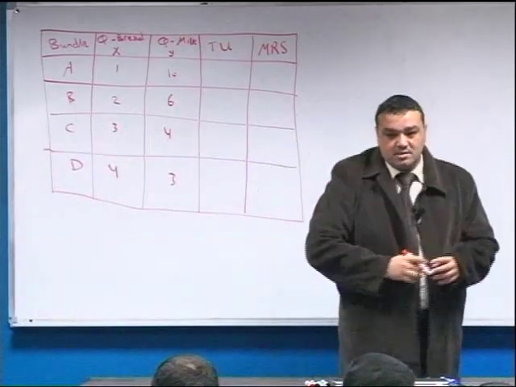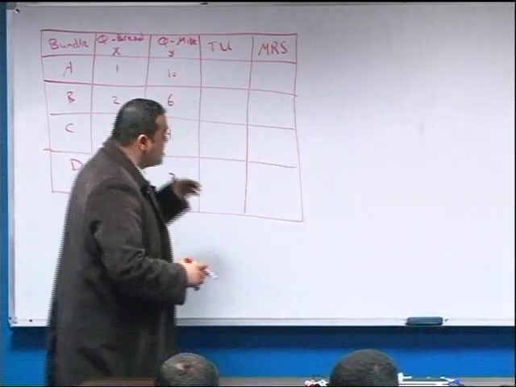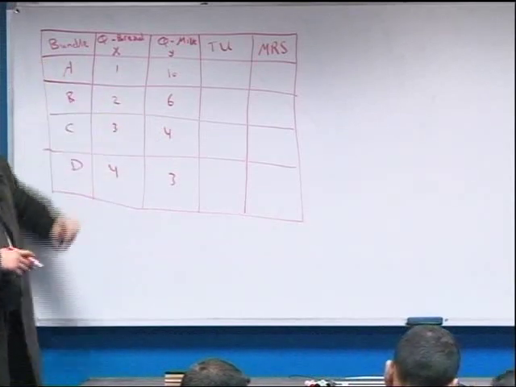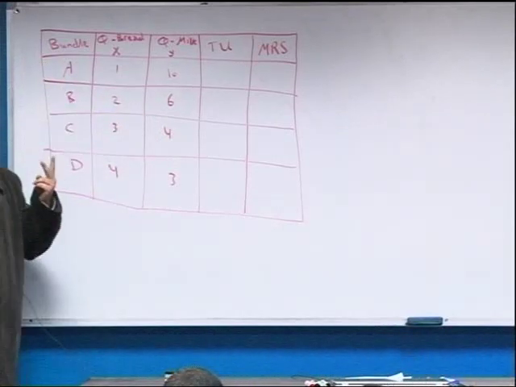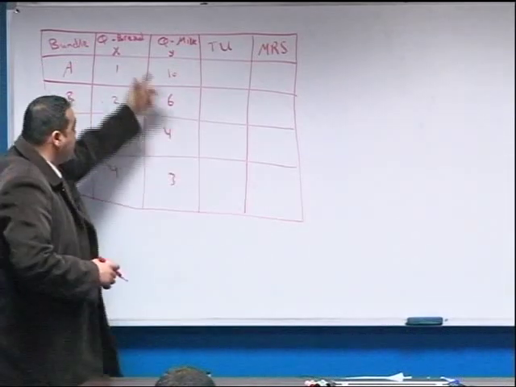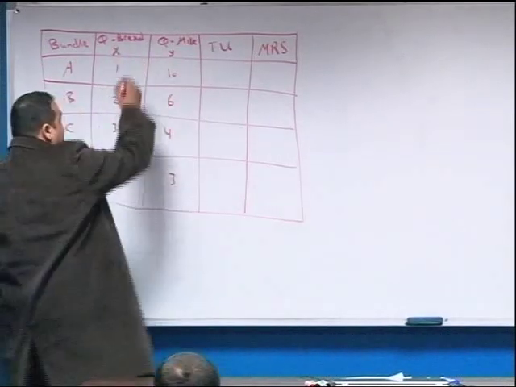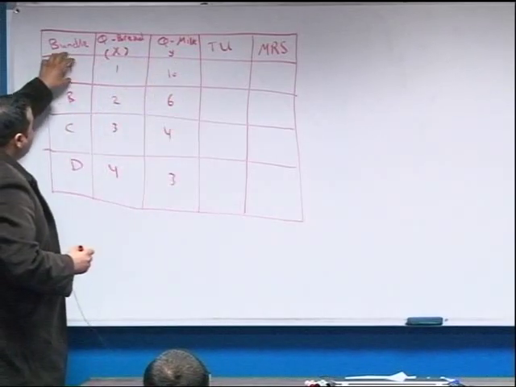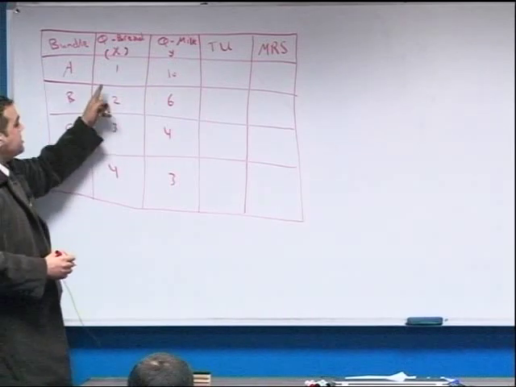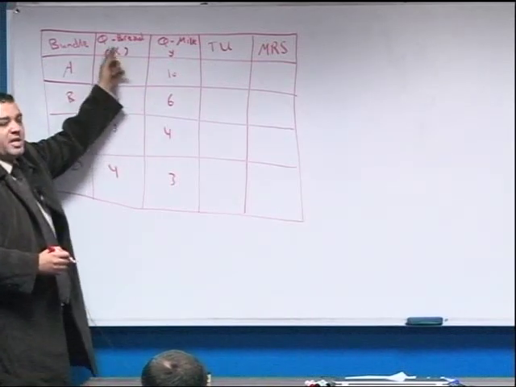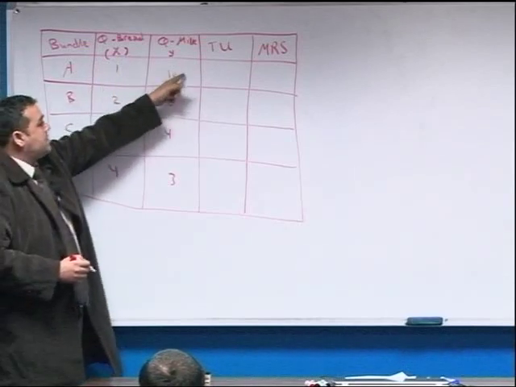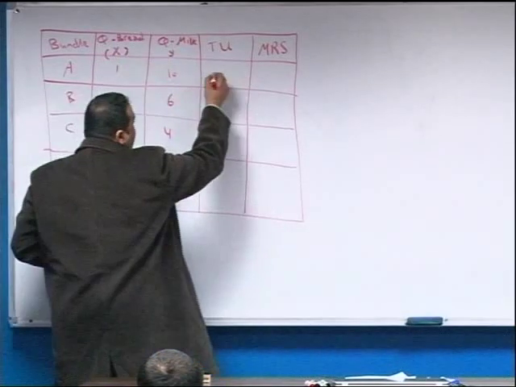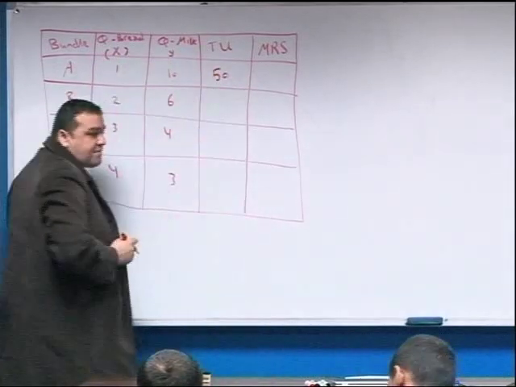Our assumption is that we have a consumer, and this consumer consumes different bundles of bread and milk. So he consumes two products. The product X is bread, and the product Y is milk. In the bundle A, the consumer consumes 1 unit or a piece of bread with 10 liters of milk, and suppose it gives him a total utility of 50 units or 50 utils.